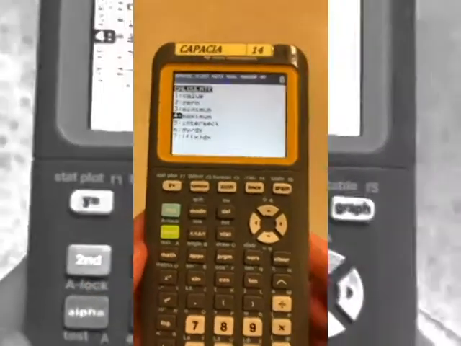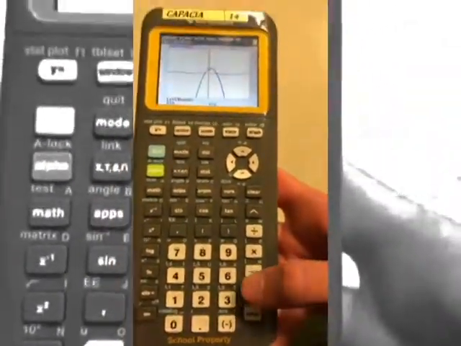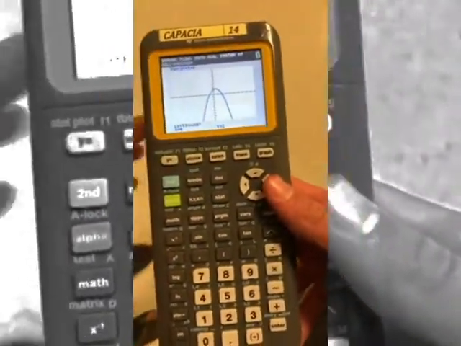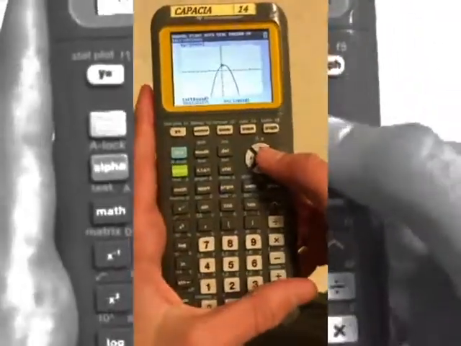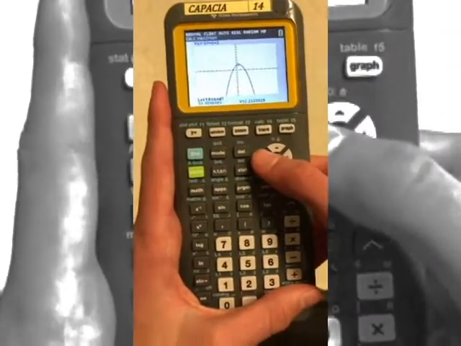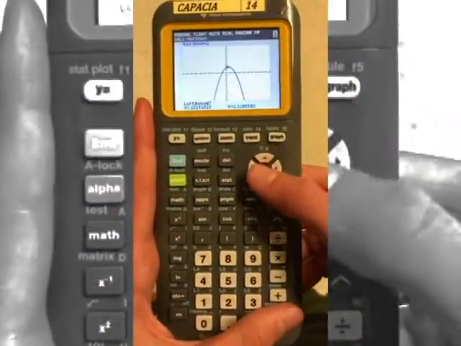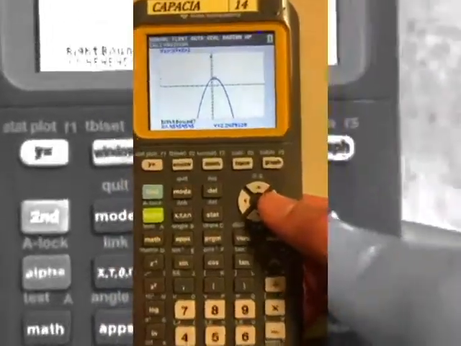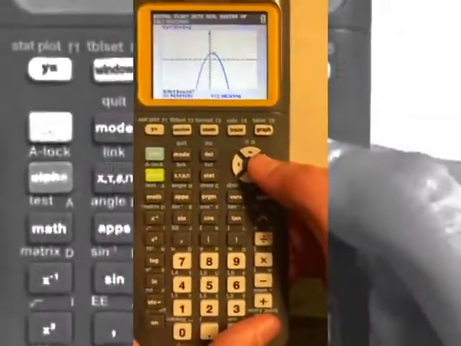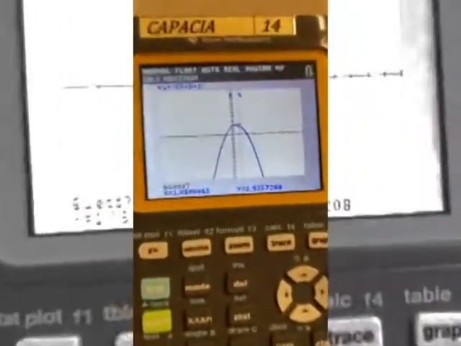So you press 4, or you could just scroll down to 4 and press enter. And then it says left bound right here. So you'd go on the left side of the vertex. Up there's the vertex. First you go to the vertex, then you go left a few times until you're clearly left of the vertex. You press enter once. A line will show up right there. It says right bound. You go right of the vertex, and you press enter again.